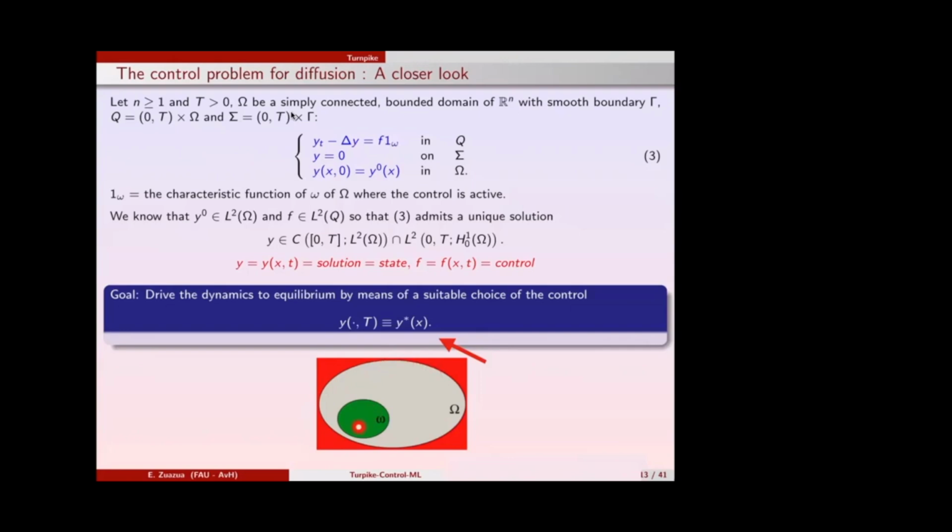But this is also a very natural context in which the control is acting on the inside. I have placed some heater inside and I am regulating the flow, the temperature, the evolution of the temperature through the action on this heater, collocated here in omega. Now, I am doing it through some force, some source, F, which depends in principle on X and T, and that is, of course, acting here in a small omega.